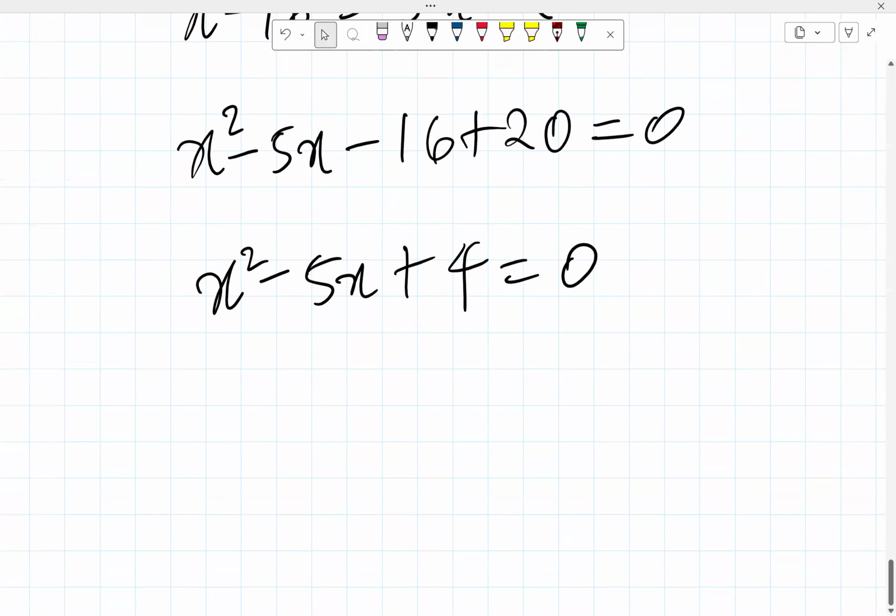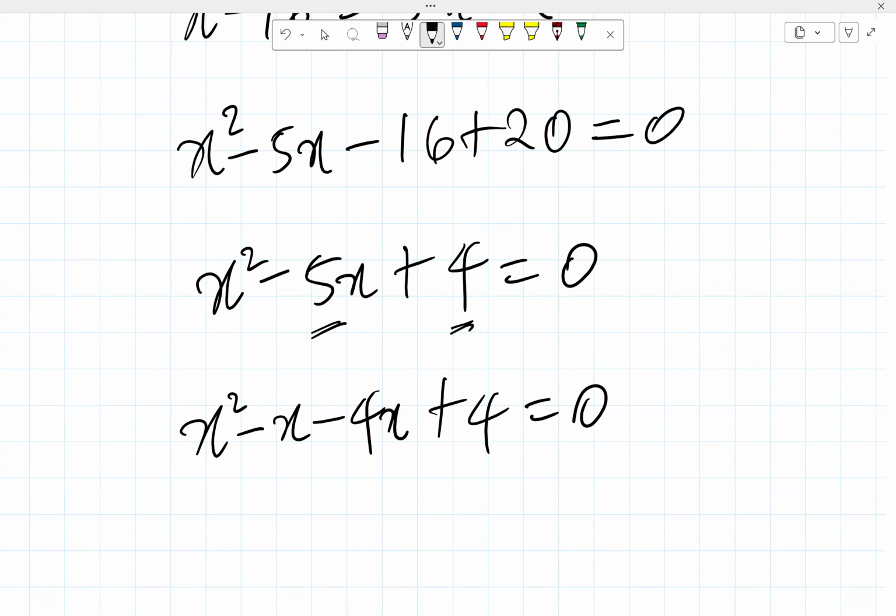Then we can solve now. This is a quadratic equation. We need two numbers that, when multiplied, give 4 and, when added, give minus 5. So clearly, those should be minus 1 and minus 4. So we have x squared minus x minus 4x, since minus x minus 4x is minus 5x, and minus 1 times minus 4 is plus 4. So all of this is equal to 0.